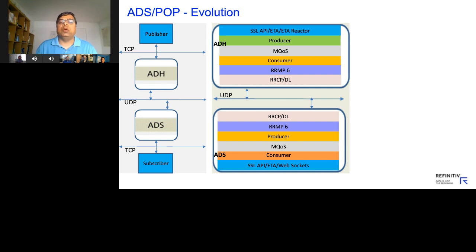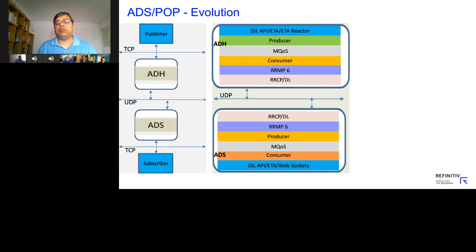On the ADH, at the very top we have a layer that uses the SSL API or the ETA or the reactor to make connections upstream. And then we have a producer layer and the consumer layer. The producer layer keeps track of what is being cached and the upstream view of things. And the consumer keeps track of the view of the RRMP to see how many ADSs are watching a particular item, etc. And sandwiched between them is the MQoS layer, which provides various levels of conflation and delay. And then at the bottom, we have the RRMP6 layer.